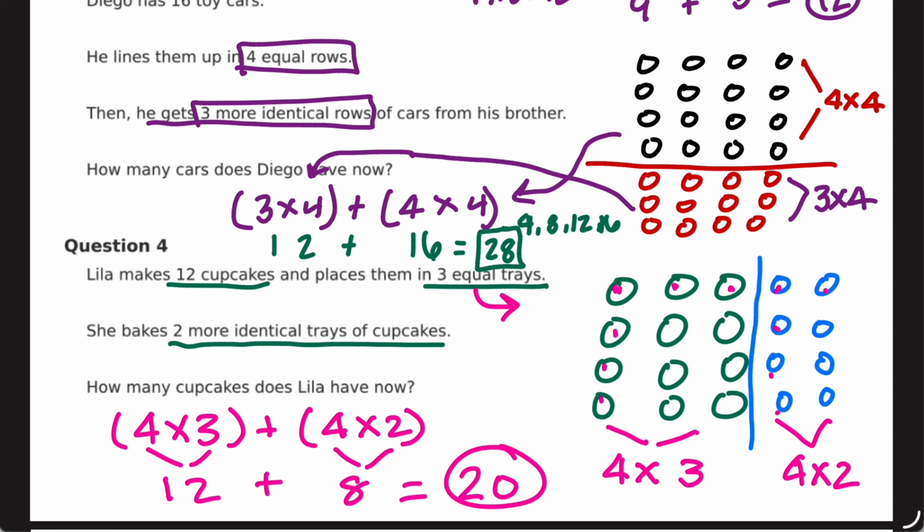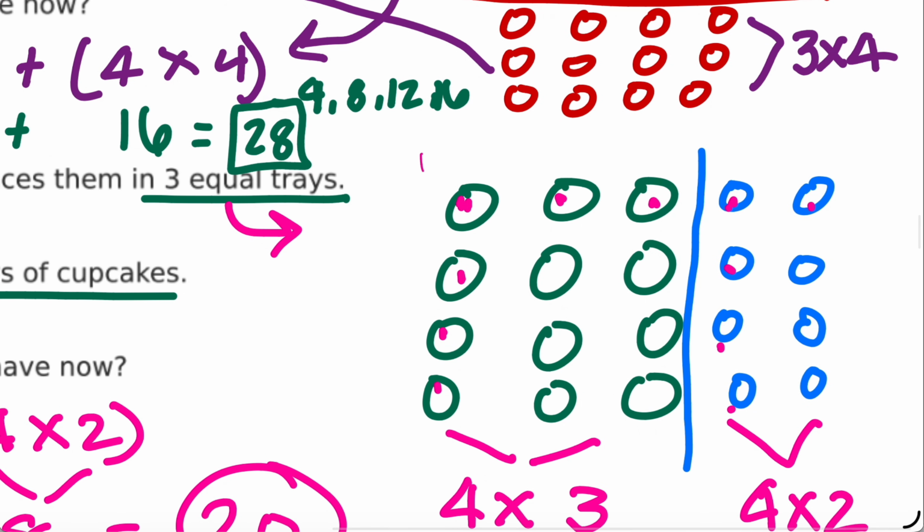I'm labeling this right here as tray 1, tray 2, and then this would be tray 3. And then this would be my 2 identical trays. So I added another tray, again, and another tray as well. So that's tray 1 and tray 2.